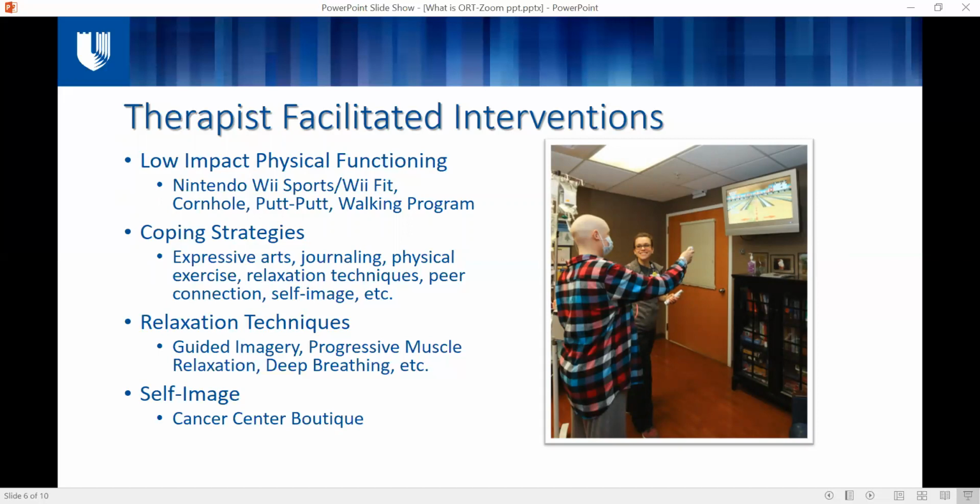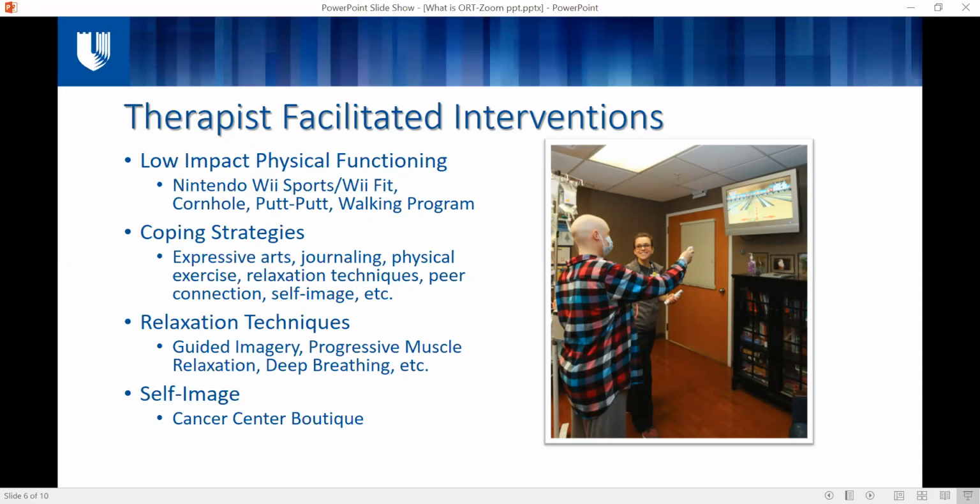Maybe the focus might be on coping strategies, so utilizing expressive arts or maybe journaling. Maybe physical exercise is a positive coping strategy for you. Maybe learning relaxation techniques, connecting with peers, self-image. So again, focusing on what that area of need is and what's helpful for each person in coping.